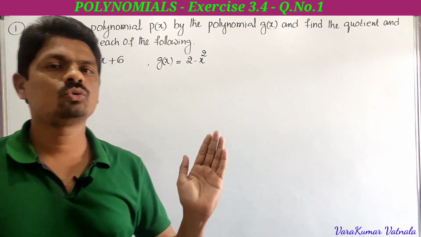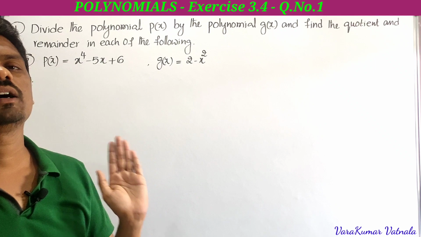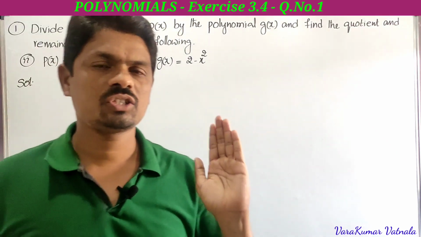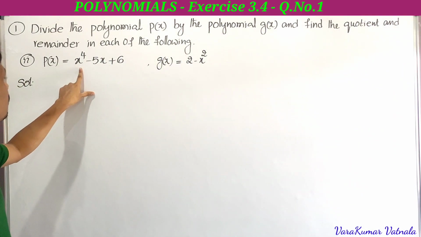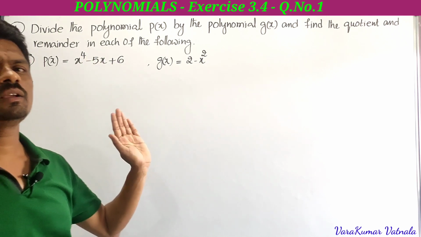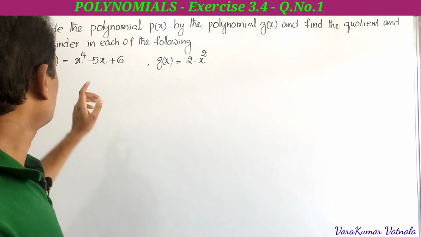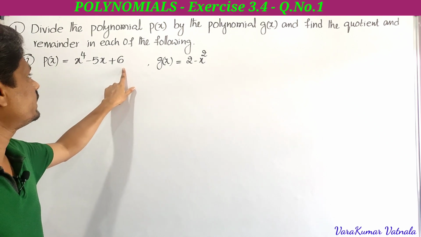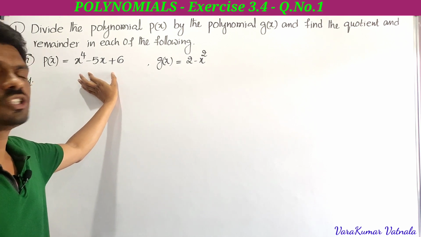Before doing the division of the polynomials, we must check whether the given two polynomials are in their standard form or not. If they are not in their standard form, first we have to write them in the standard form. So here p of x is equal to x to the power 4 minus 5x plus 6. Standard form is nothing but the degrees of the terms must be in decreasing order. Here the degree of the first term is 4, the second term is 1, and the third term is 0. 4, 1, 0. Yes, it is in its standard form.